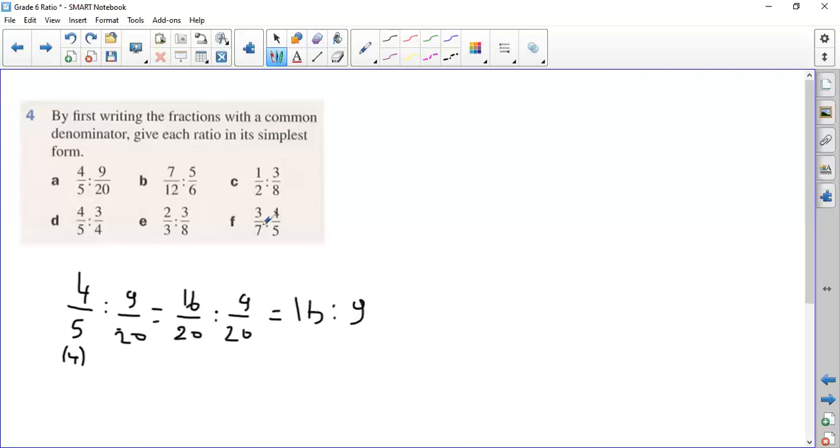Okay, let's take another one. Let's take the last one. 3/7 and 4/5. So as we see, 7 and 5 are not equal, and we can equalize them by using the least common multiple, okay? So the least common multiple of 7 and 5 will be 35, which means I have to enlarge this one by 5 and this one by 7. Okay, so we are changing both of the fractions. So this one will be 15/35 to 28/35, which is the same as 15 to 28.